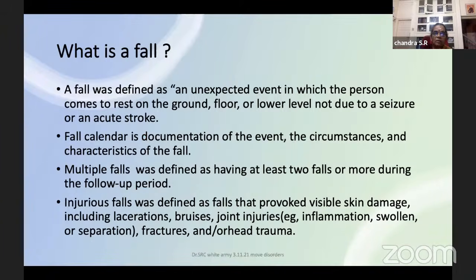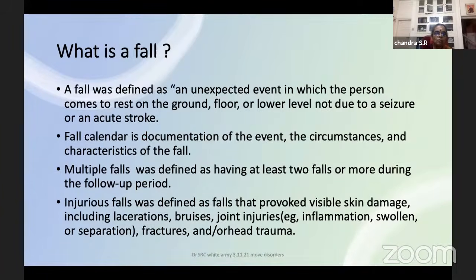A fall is defined as an unexpected event in which the person comes to rest on the ground, floor, or a lower level, which is not due to a stroke or a seizure. So fall is a situation where the person suddenly comes to the ground, which is not due to a stroke or a seizure. That's the definition of fall.